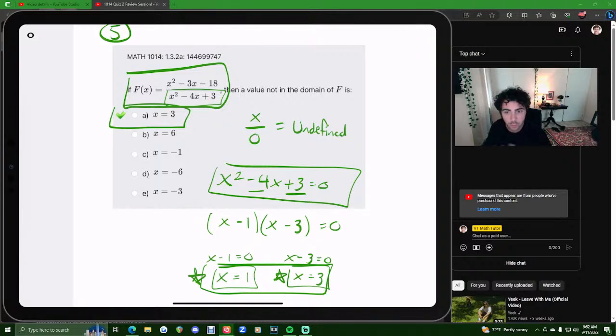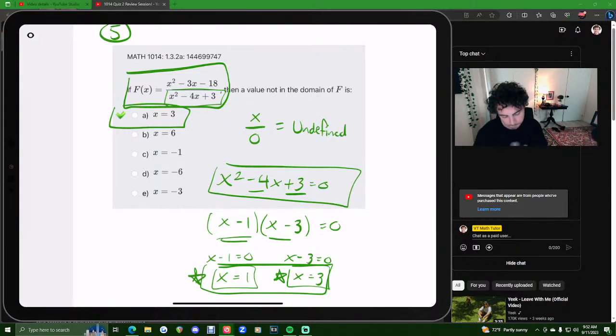Notice they don't have a 1 in the answer choices, but they do have a negative 1, and that's to throw you off. Make sure to get the correct solutions from those factors. So if you see x minus 1, the solution that comes from that factor is x equals 1. If you see x minus 3, the solution is x equals 3. If you saw x plus 1 in the factor, the solution would be negative 1.